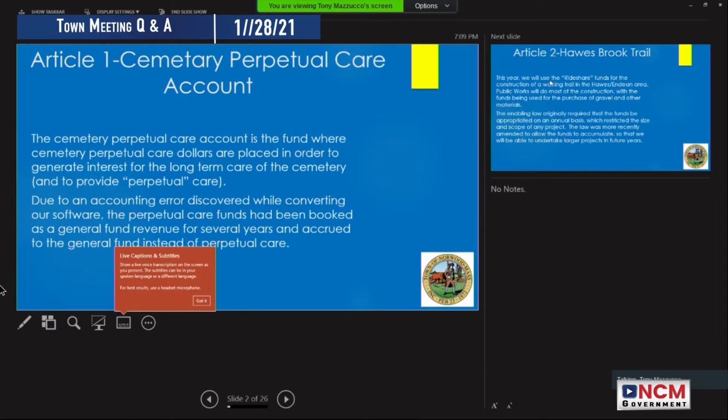We also have our own unique way of spelling cemetery up there on Article 1, but I take responsibility for that. Fairly straightforward article. If there are no questions, I'd ask if somebody just wants to ask a question, just so we can get familiar with the process.